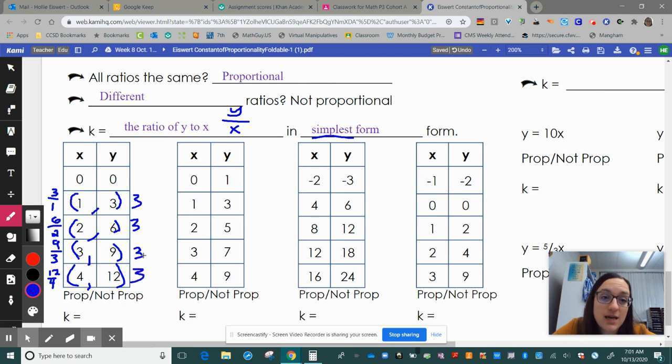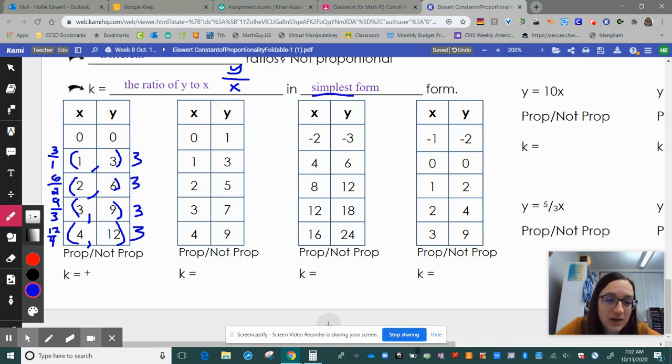Notice they're the same. We talked about that. If all the ratios are the same, it's proportional. We have a constant rate. We have a constant of proportionality. It's moving by threes. 3 is our constant of proportionality. So our k is 3. Was it proportional or not proportional? It was proportional.